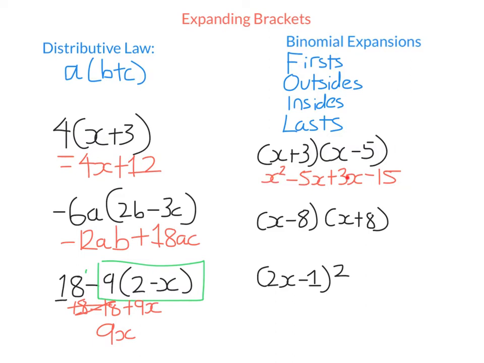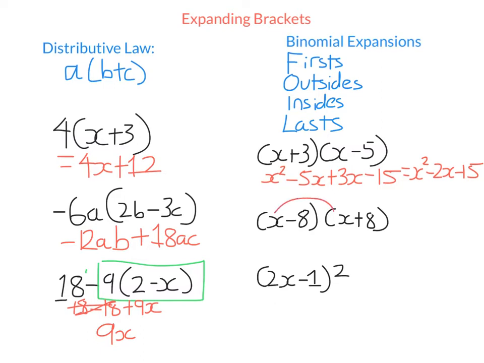This term and this term are like terms. The other two are not. These are like terms because they both have an x. So x squared, no like terms, leave it as it is. Minus 5x plus 3x is minus 2x, and I leave the minus 15 alone. So x squared minus 2x minus 15 cannot be simplified. That's my final answer.